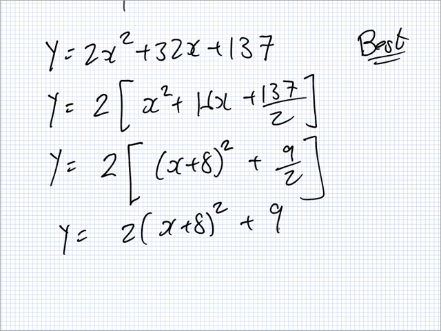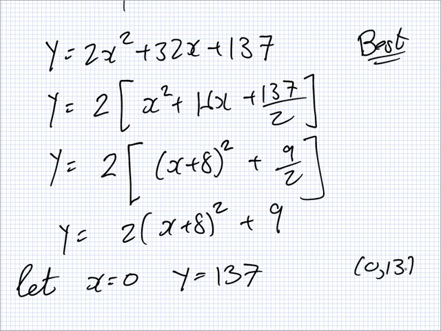Okay, so multiplying by 2, x plus 8 squared plus 9. Now, let's begin. So, let's first find the y-intercept. So, if I find the y-intercept, I'll say let x equal to 0, and then what will y equal? It will be 137. You can see this most clearly actually back at the start. Okay, so we have 1 point, 0, 137. We also have the vertex. What's the vertex here from this one?